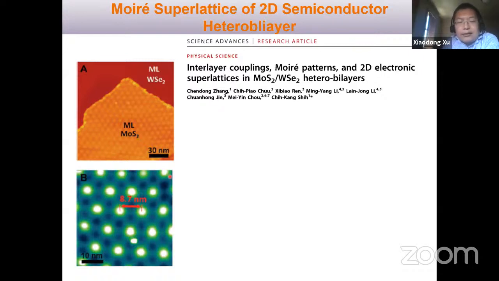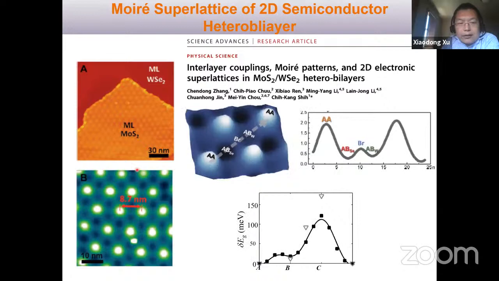So here's an example from my friend Keji Shi's group at UT Austin. They used STM and STS measurements on MoS2, WSe2 heterobilayers, and observed very clear Moiré patterns. If we take line cuts across these high symmetry points, you will see the band gap is significantly modulated as we cross these lines. So the take-home message is that in these TMD heterobilayers, the Moiré superlattice potential is going to significantly modulate the band gap and create a Moiré superlattice in real space.